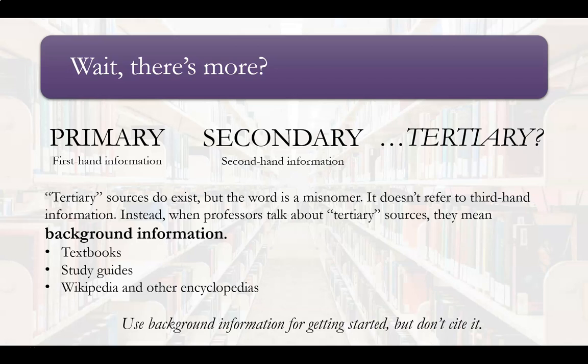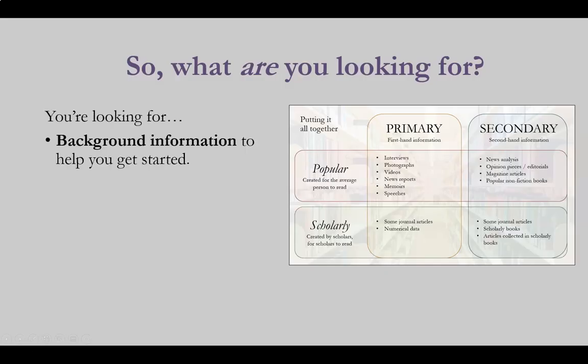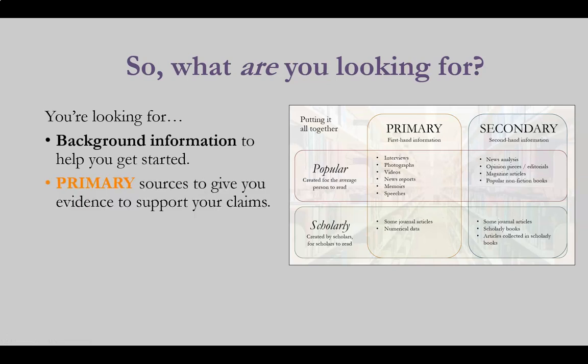Finally, we can answer the question. The question is, what are you looking for? And here's the answer. You're looking for background information to help you get started. You're looking for primary sources to give you evidence to support your claims. And you're looking for scholarly sources to give you expert analysis. Looking at the chart, primary is the left-hand column, scholarly is the bottom row. That's what you're looking for.